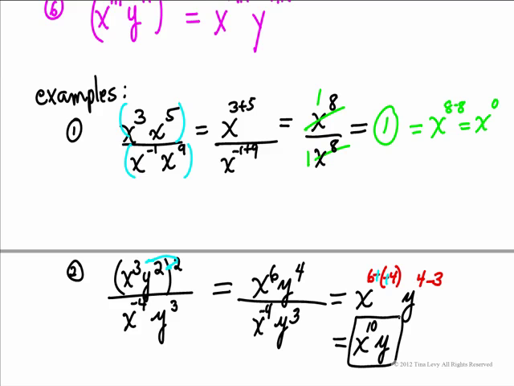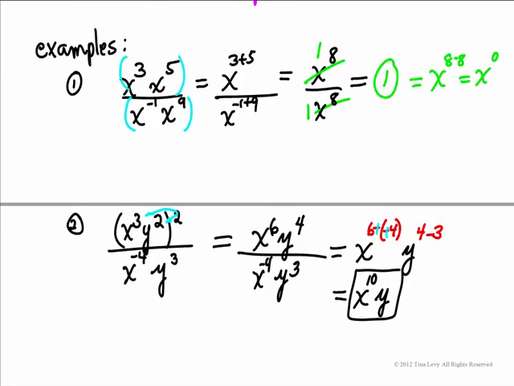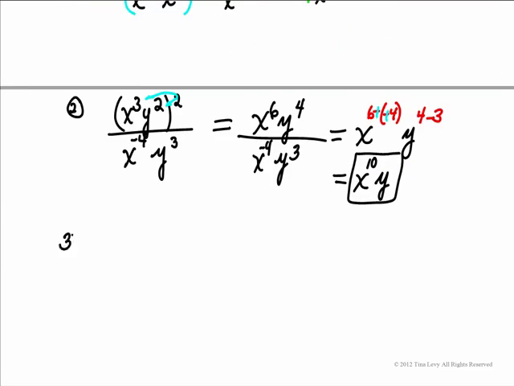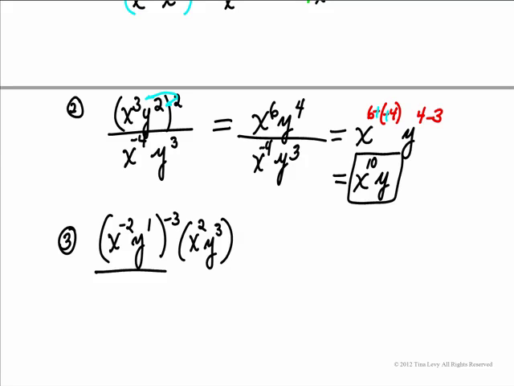We'll do another problem where we're doing division, only with different values. So I have x to the negative 2, y to the 1, raised to the negative 3, times x squared y cubed, over x to the negative 1, y to the negative 1, to the negative 2 power.